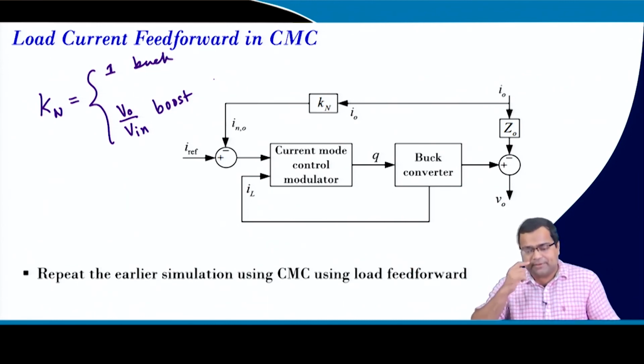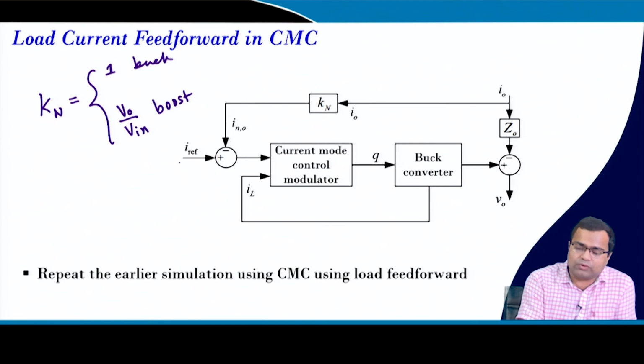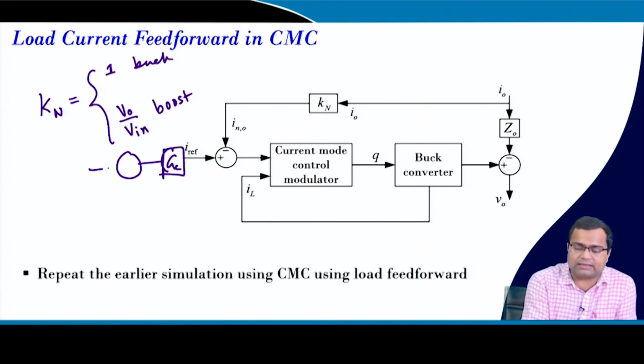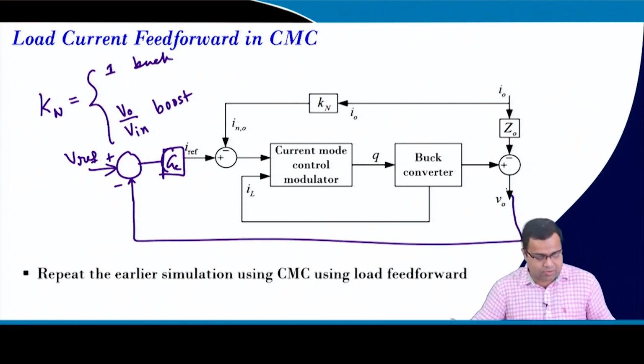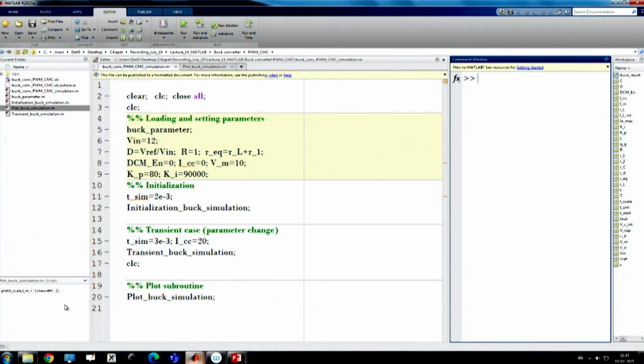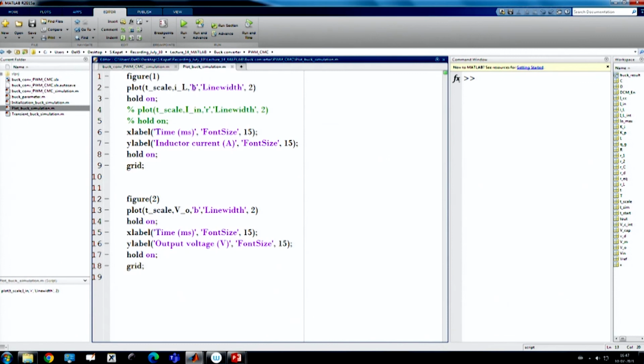Okay. So, if you repeat this closed loop, again we have closed loop control here, that means we have a controller GC, and the controller has one Vref here, and we also have an outer voltage loop here. Okay. And the same controller we are comparing with load current feed forward. Okay. Let us go back to the simulation and run it. So, now we are changing the color.